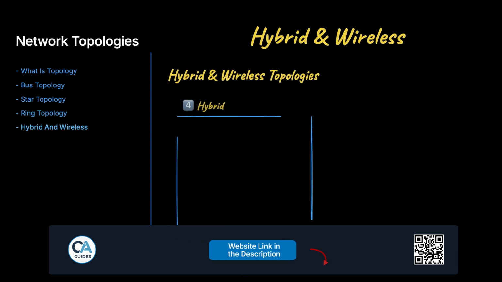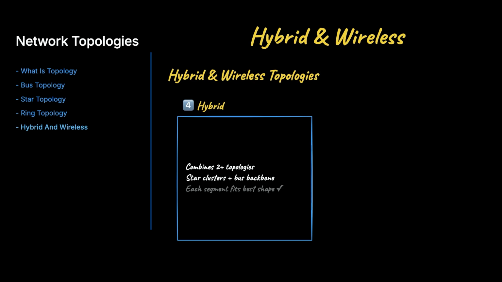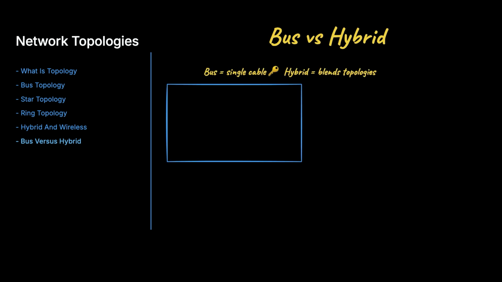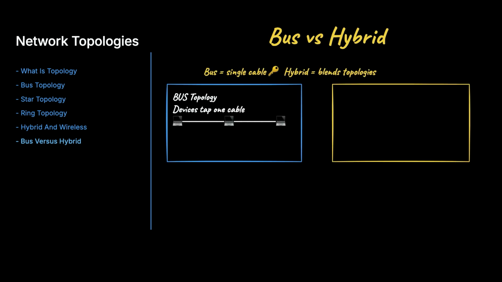Fourth is the hybrid topology, which simply combines two or more of the others, most commonly star clusters joined to a single bus backbone. It gives you flexibility, letting each segment use whatever shape fits best. And fifth is the wireless topology, where devices connect through signals between access points, trading cables for mobility but accepting more interference. The exam often asks you to tell bus and hybrid apart.